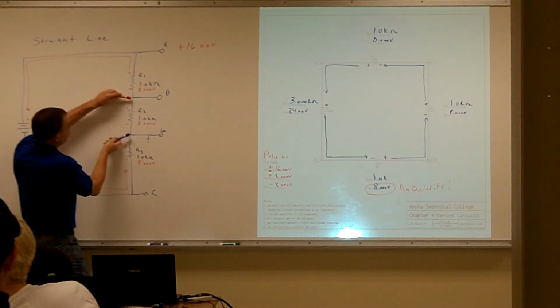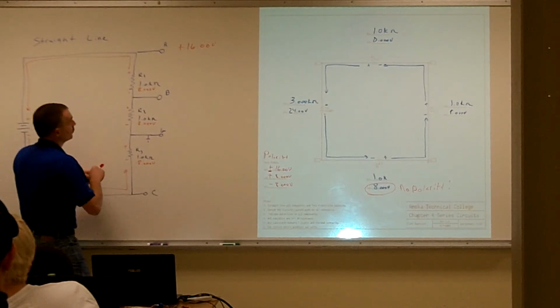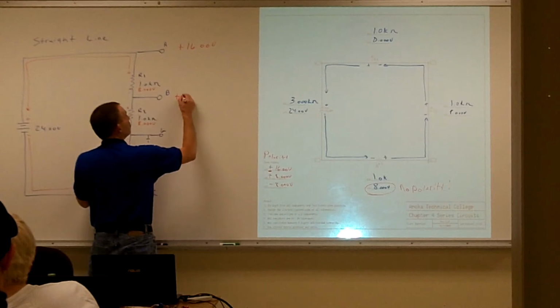Then my next one is going to be B. And again, I'm going to just have a positive 8 volts. And then my test point B is going to be my positive 8 volts.